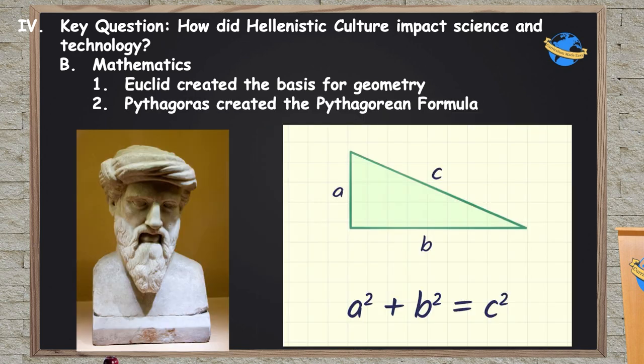Now, you might be familiar with the Pythagorean theorem, right? A squared plus b squared equals c squared, and that's how you calculate the hypotenuse of a triangle. A lot of people give credit for this to a philosopher named Pythagoras, but actually, the formula was known long before him by the ancient Babylonians and other cultures.